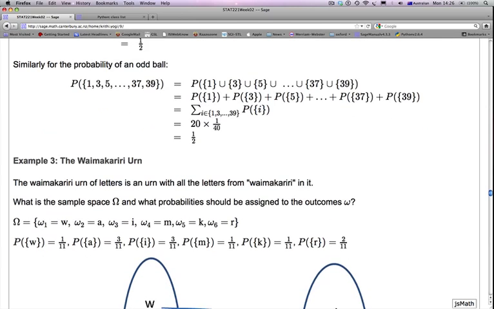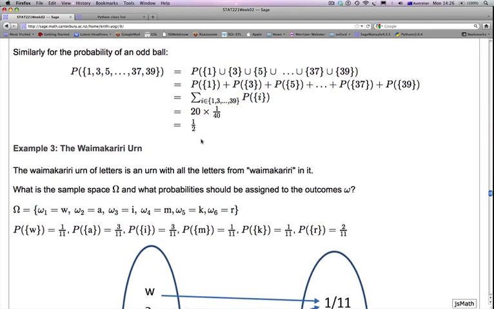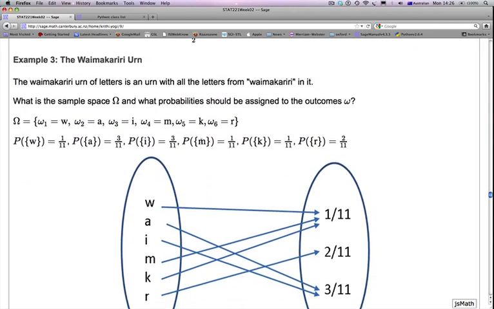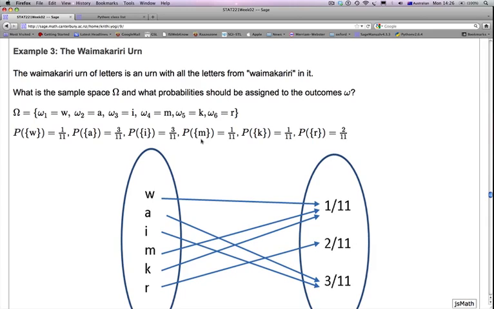Similarly, for the probability of an odd ball, we just go through the odd balls and discover that that's also 1 over 2. So either an even ball or an odd ball can come out with equal probability from the lotto machine. Let's look at the Waimakariri urn.